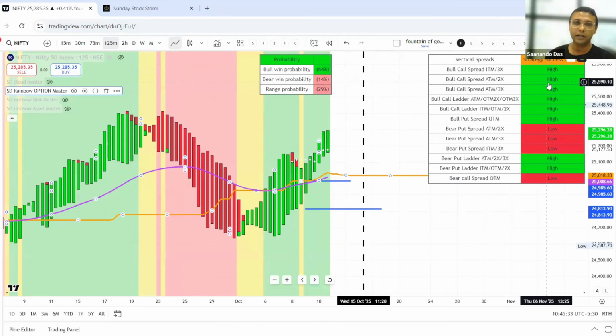Bull call spread, that means bullish. Bull call ladder, that is more bullish but a rangy strategy. Bear put, meaning bearish trades are not at all preferred. Bear put ladder is another range strategy on the downside. That means if we are getting a sell signal, a sell-off in the 125, the market is signaling the sell-off could be more range bound.